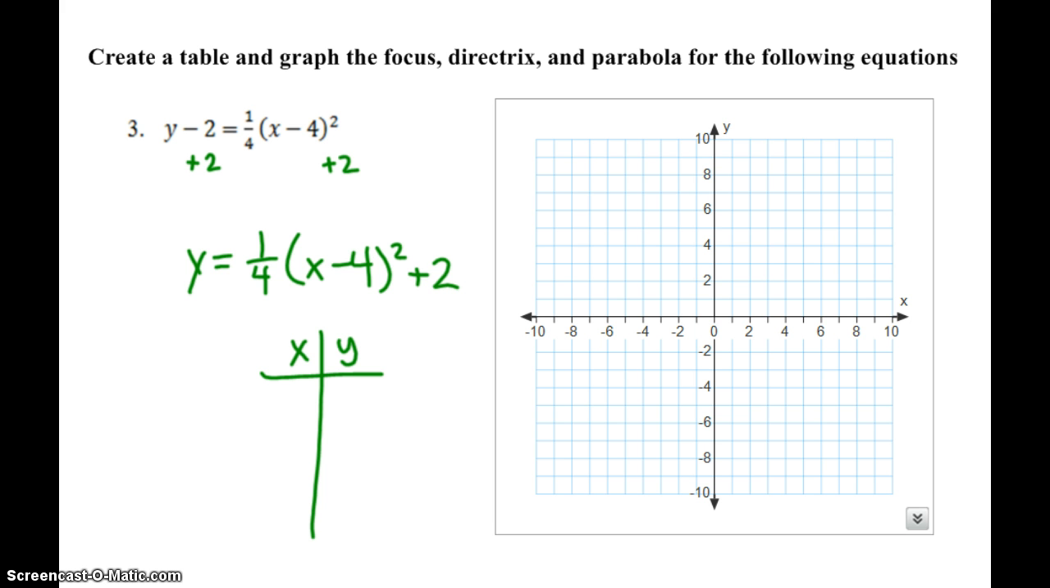So our vertex, according to the formula, is 4, 2. And the values that I got were 2 and 3, 0, 6, 6, 3, and 8, 6. So you would plot those.